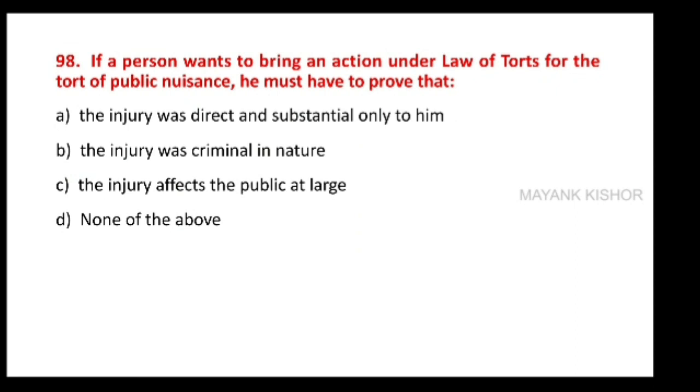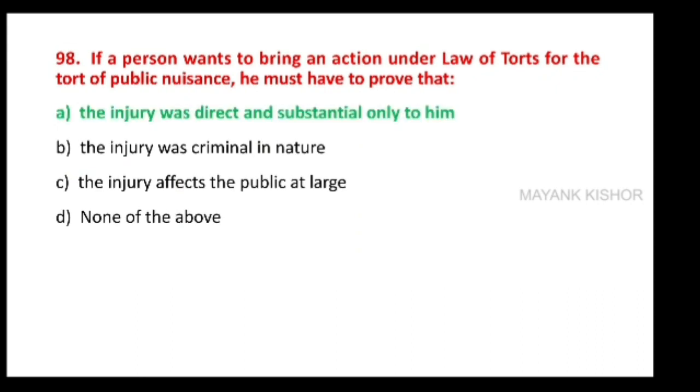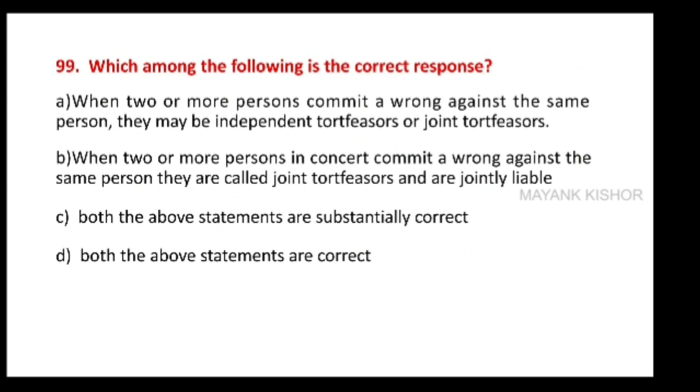If a person wants to bring an action under law of torts for the tort of public nuisance, he must have to prove that option A the injury was direct and substantial only to him, option B the injury was criminal in nature, option C the injury affects the public at large, option D none of the above. And the correct answer is option C, the injury affects the public at large. Next question, question number 99.